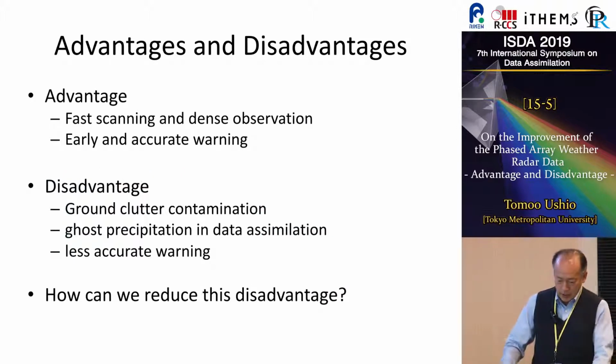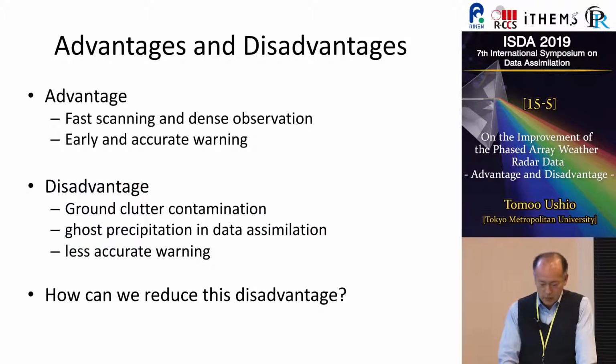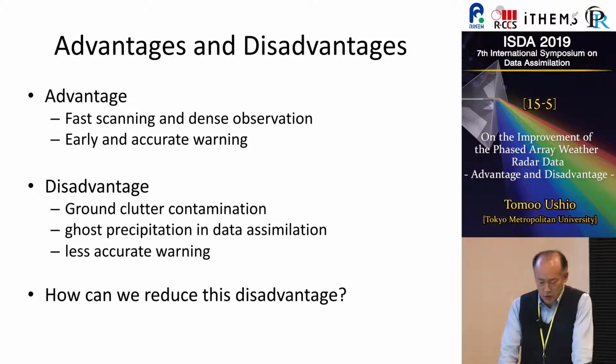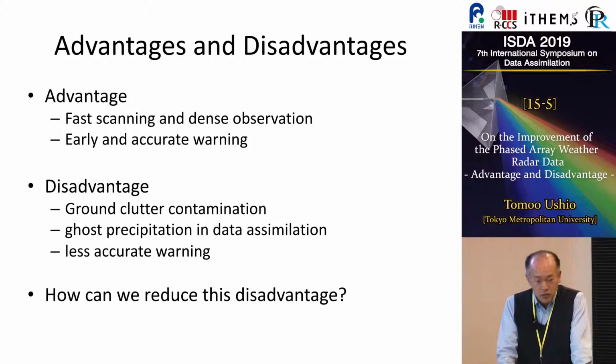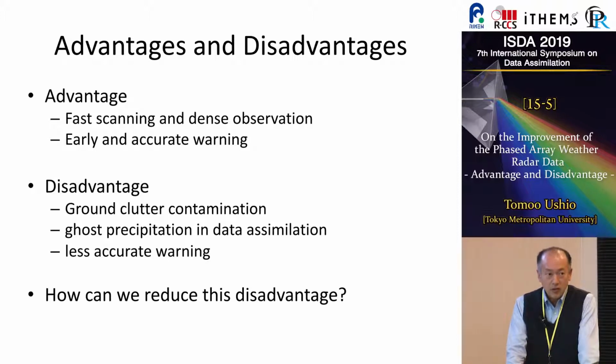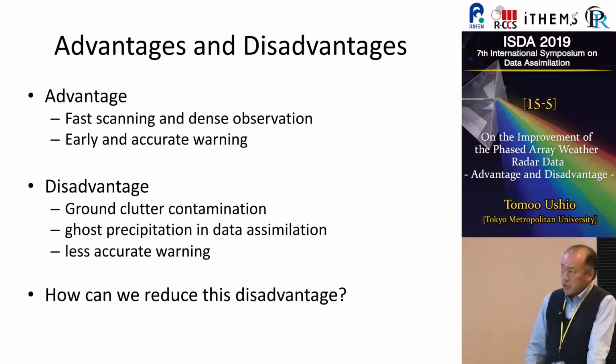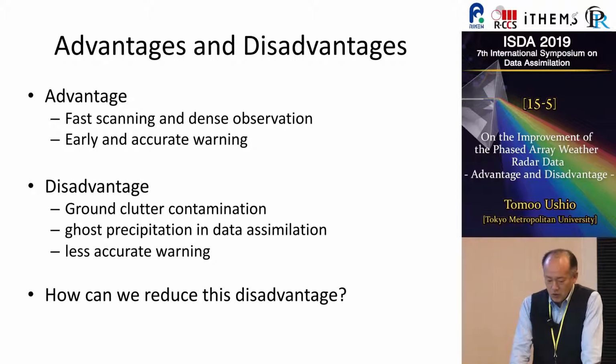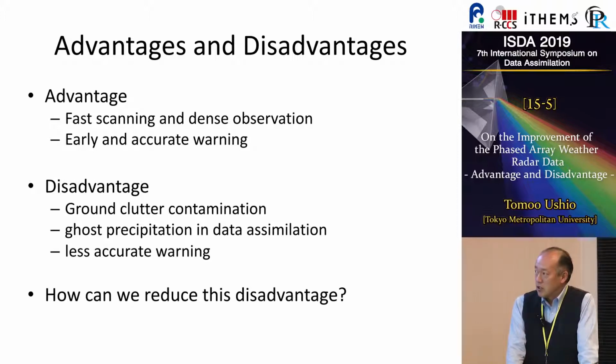The advantages and disadvantages of the phased array radar system are listed here. Of course, the phased array radar system has a big advantage of fast scanning and dense observation, which leads to early and accurate warning. However, because of the digital beamforming technique, we have strong ground clutter contamination. This kind of contamination leads to ghost precipitation when you apply it in data assimilation. So my question is, how can we reduce this disadvantage?